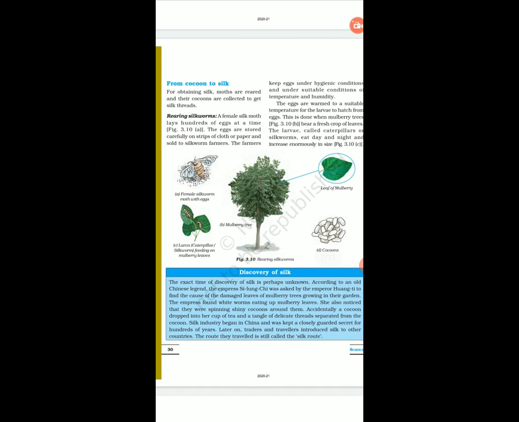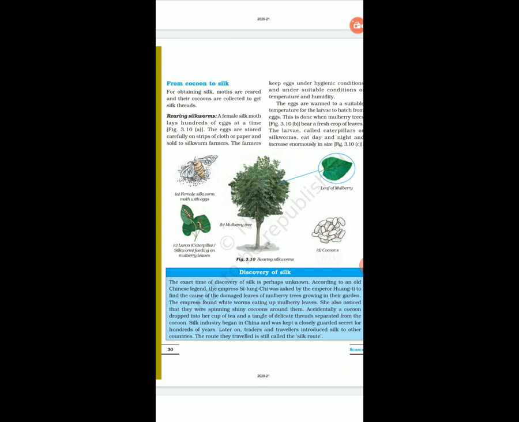The eggs are stored carefully on strips of cloth or paper and sold to silkworm farmers. These eggs are collected and sold to silkworm farmers, means the farmers who are doing sericulture. Then what does the farmer do? The farmer keeps the eggs under hygienic and suitable conditions, right, in the suitable temperature and humidity which the eggs require. The eggs are warmed to a suitable temperature for the larva to hatch from the eggs. You can see it, right?